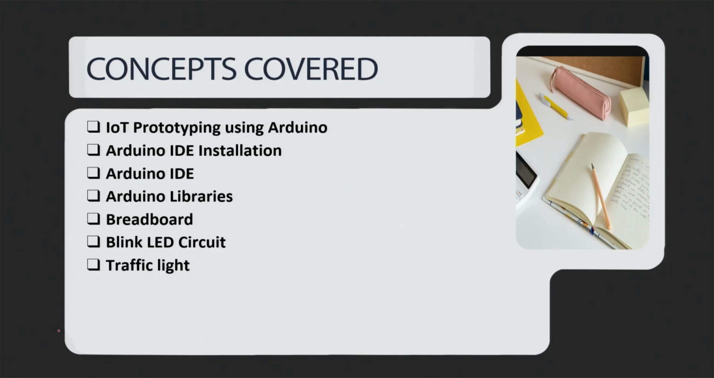That means we will show a LED just blinking, and then we will do a little bit more complicated circuit, which is a traffic light circuit, right? And in the next module we will give you a lot of demos of the projects, but these two projects will actually help you to understand how this is done, and you will see that it is not that difficult.